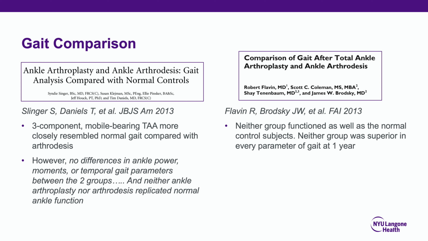More recent studies by Tim Daniels and his group showed that there was no difference in ankle power or temporal gait parameters between the two groups, and neither ankle arthroplasty nor arthrodesis replicated normal ankle motion or gait. Brodsky found also that neither group functioned as well as the normal control subject. Neither group was superior in any parameter of gait at year 1.